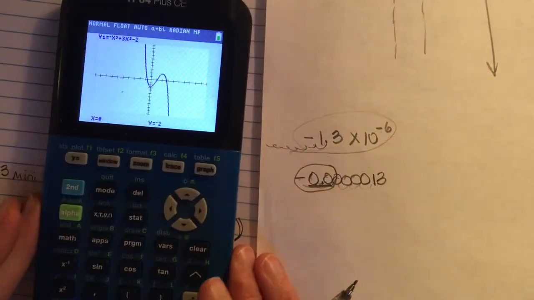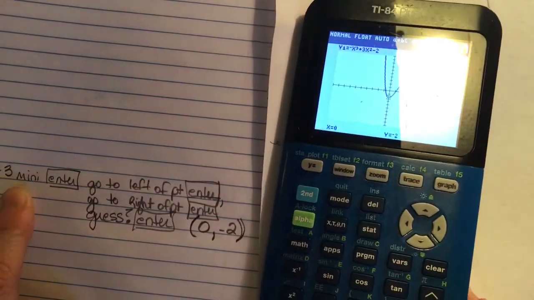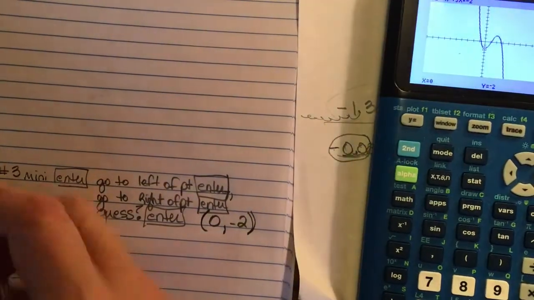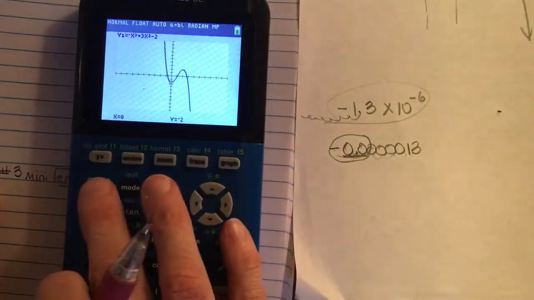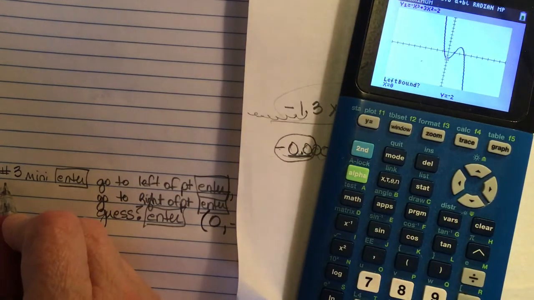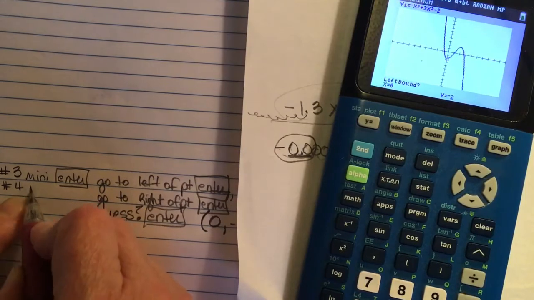Now let's find the other one. Well, the rules are going to be the same. We're going to go second trace, but instead of number 3, I think number 4, let me check it before I do it. Second, calculate maximum, 4. And I don't even know if I hit enter. Let's see. Number 4 will be maximum.